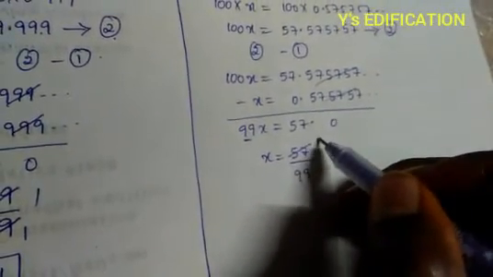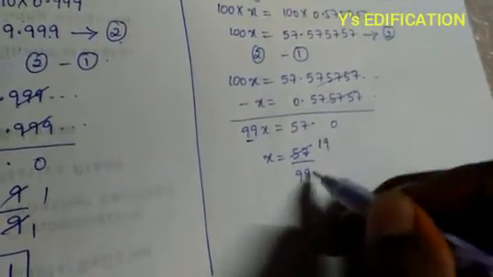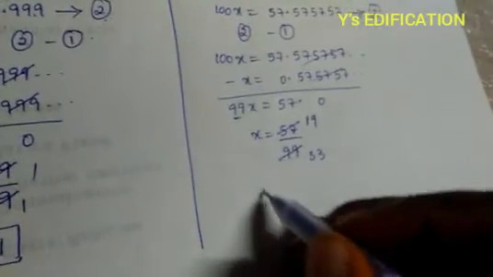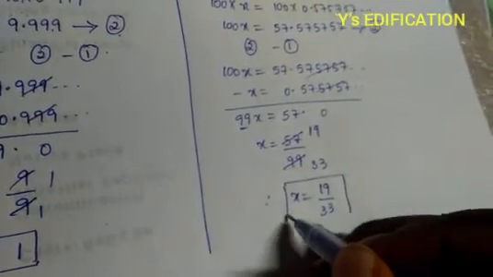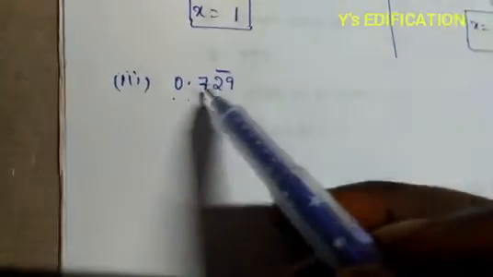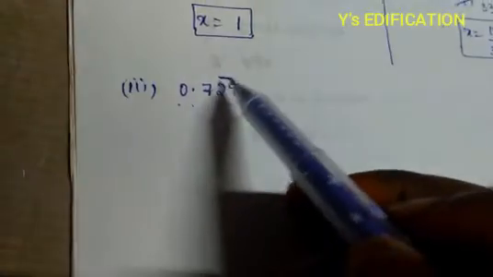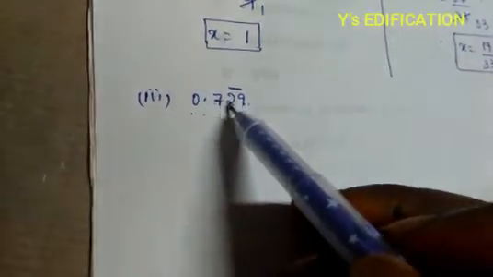33. So what is the rational number here? x is equal to 19 by 33. Okay, next one, 0.729 bar. What is the period here? Look at the question carefully. 0.729 bar. The bar is under 2 and 9, not under 7, 2, 9. Here the period is 7, 2, 9, but the periodicity is only 2.